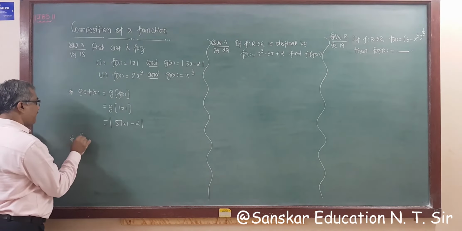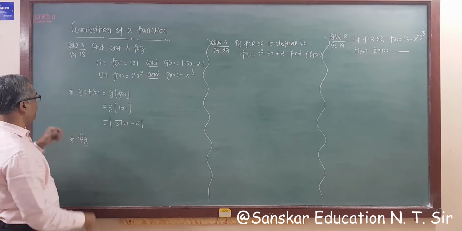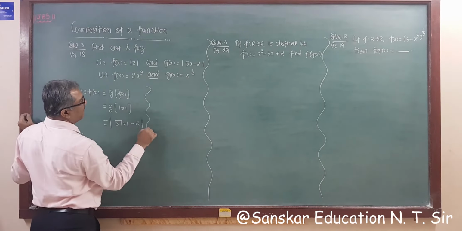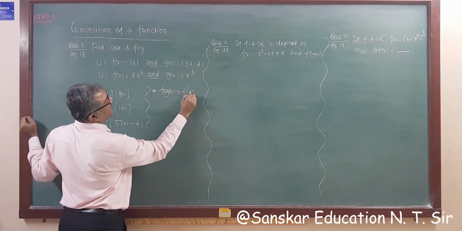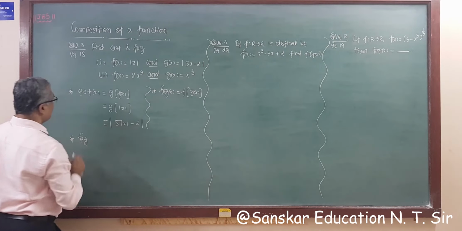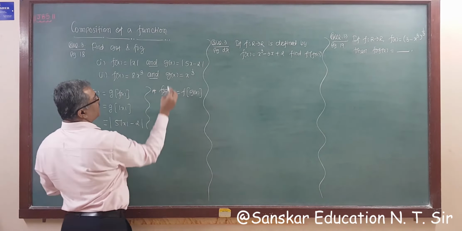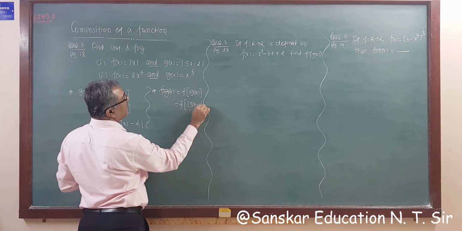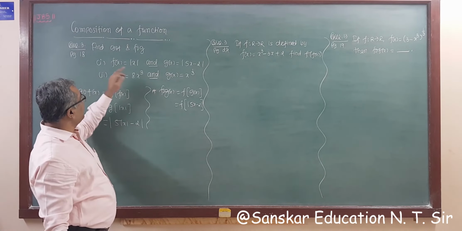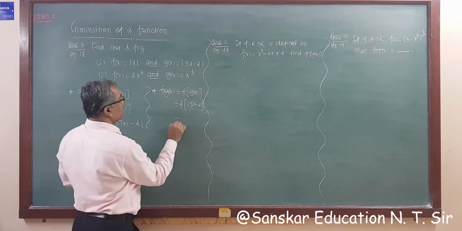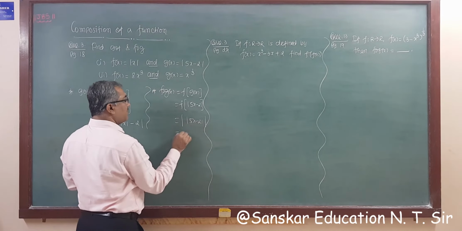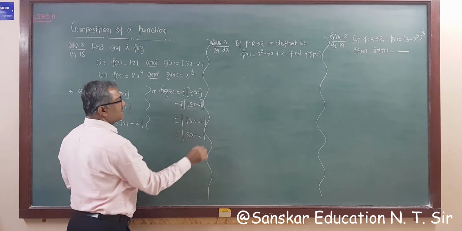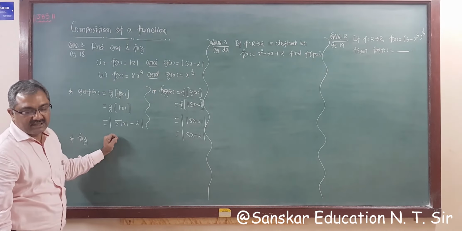And f over g. G over f and f over g both we have to find out. So I'm finding out here f over g. f over g of x is f of g x. Now what is g x for first? This is modulus of 5x minus 2. Now f is modulus, so this is modulus of modulus of 5x minus 2. So no need to put 2 modulus. So the answer is modulus of 5x minus 2.